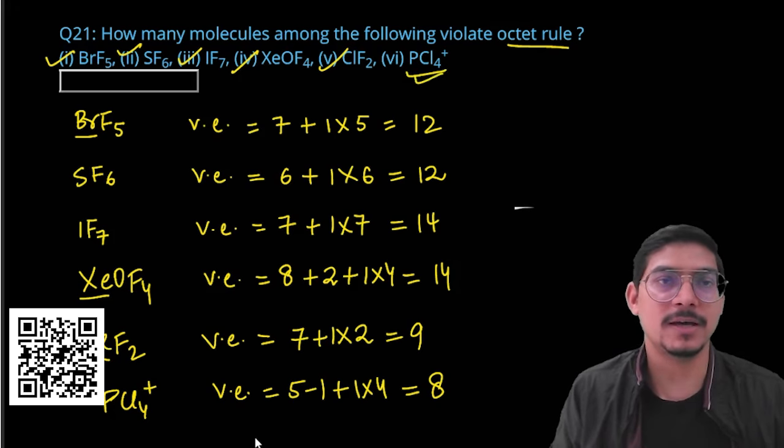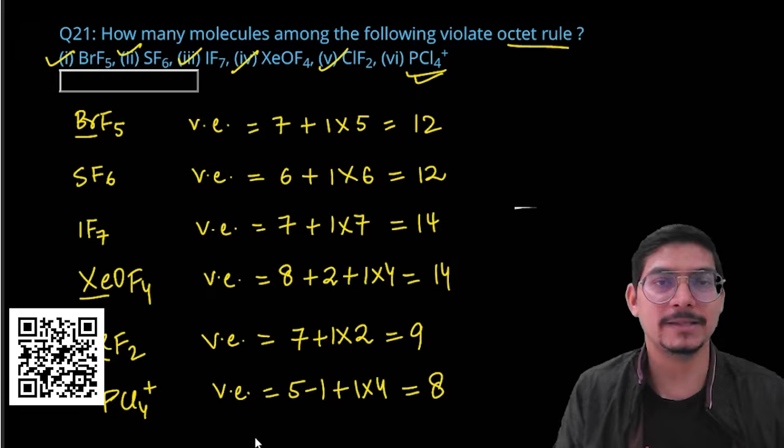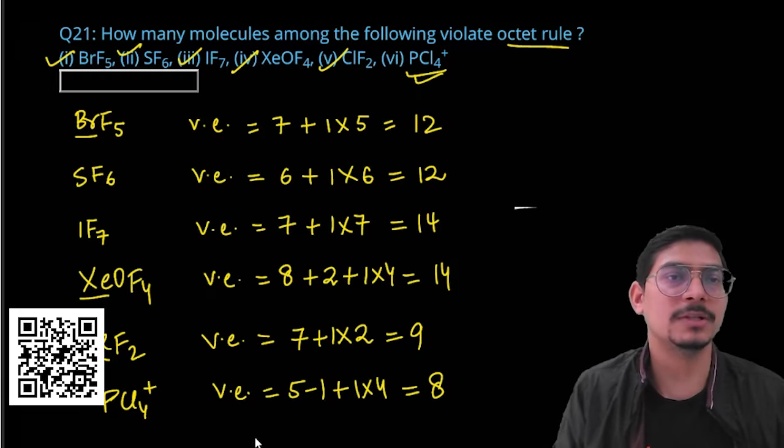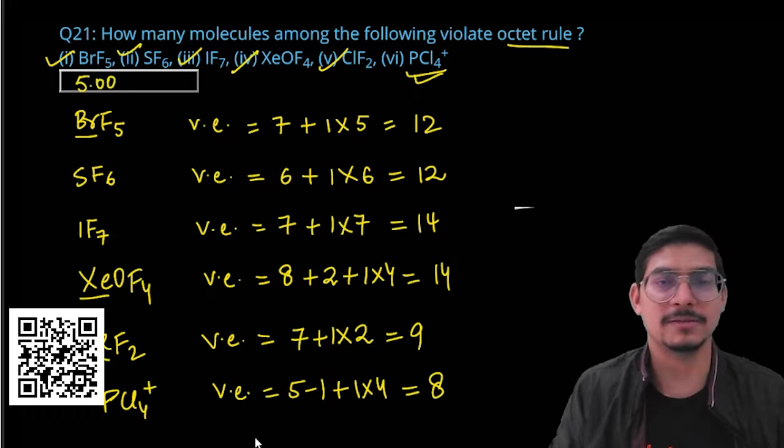So how many species are here that violate the octet rule? BrF5, SF6, IF7, XeOF4, and ClF2. So the total number of species is 5. So 5.00 is the correct answer to this question.